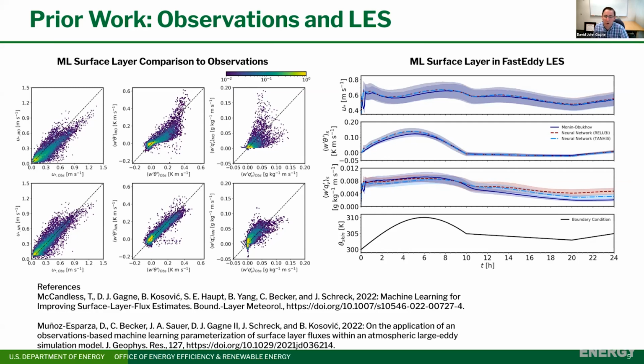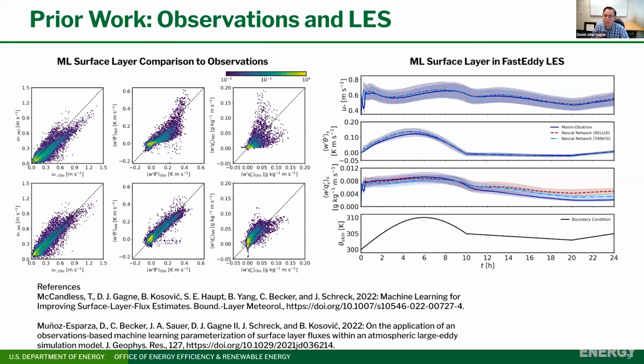So we got a good performance with that, and next put it into the Fast Eddy large eddy simulation model, and ran a number of idealized test cases comparing Fast Eddy's implementation of Monin-Obukhov with different neural network configurations. We found that for u-star and for the kinematic sensible heat flux, the machine learning models are pretty consistent and perform well, and capture diurnal cycles and other forcings pretty appropriately, and have some slight deviations from Monin-Obukhov in this model, but not dramatic ones.